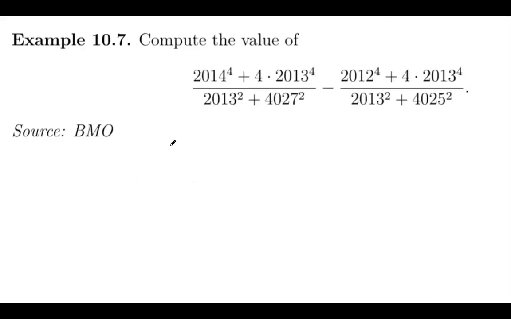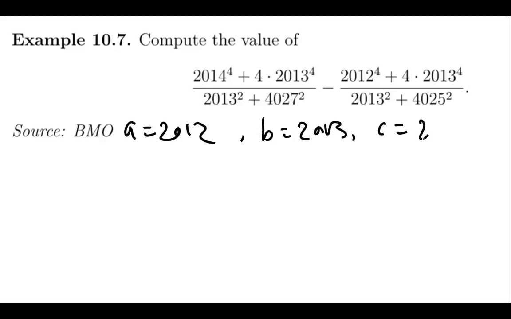So now, to get started with this problem, there are a lot of numbers, and that can make the problem seem more complicated and confusing than it actually is. So something useful we can do here is define a few variables. Let's let A equals 2012, B equals 2013, and C equals 2014. I think the handout might be slightly different, but both would work.